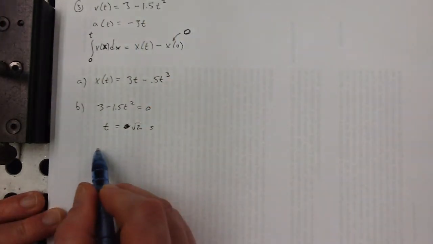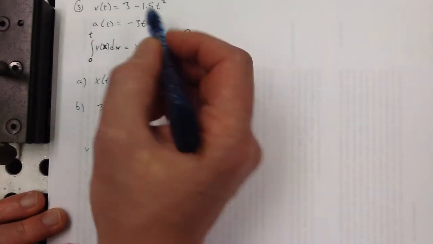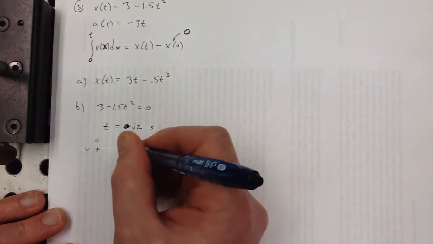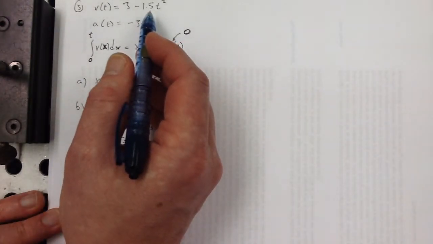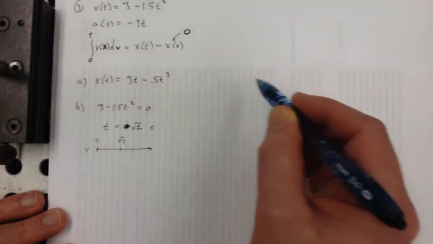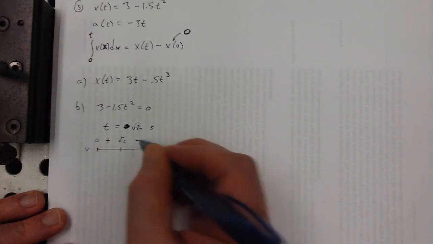And then I'm going to think about here, if I made a sign chart starting at 0 of the velocity, what's going on here? This is a downward opening parabola. Here's the square root of 2. The other square root of 2 would have been over here. It's a downward opening parabola. That means it's negative, positive, and then negative again.